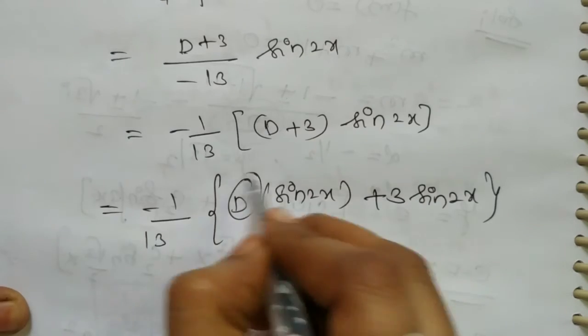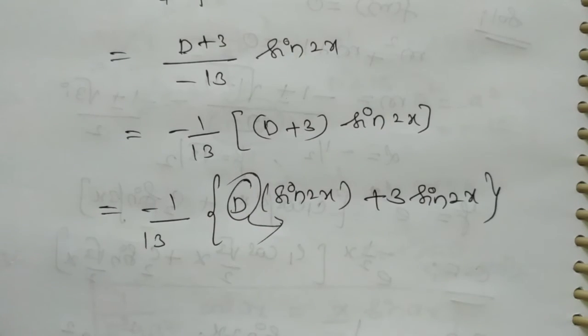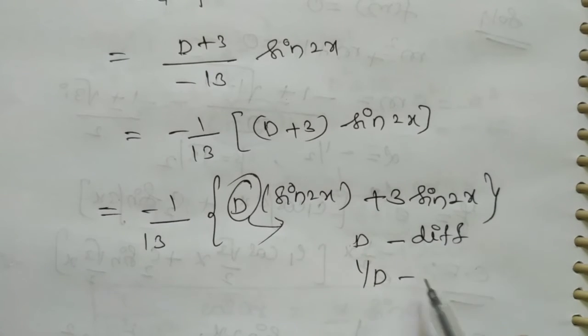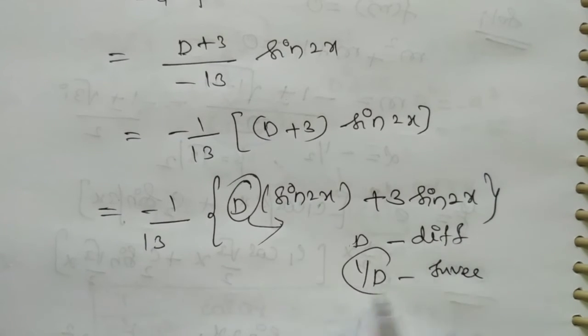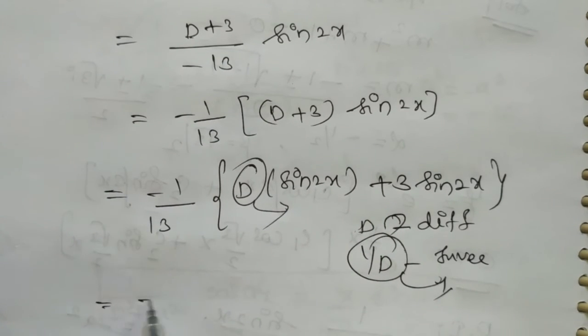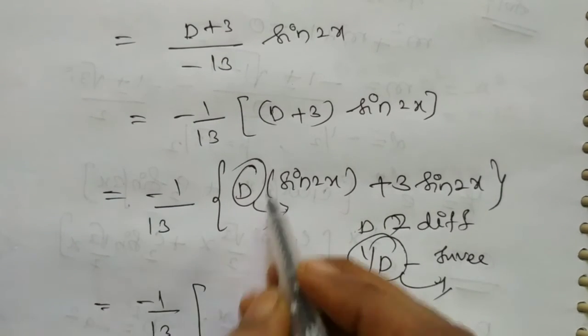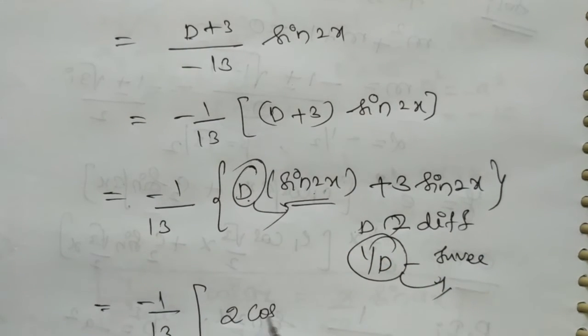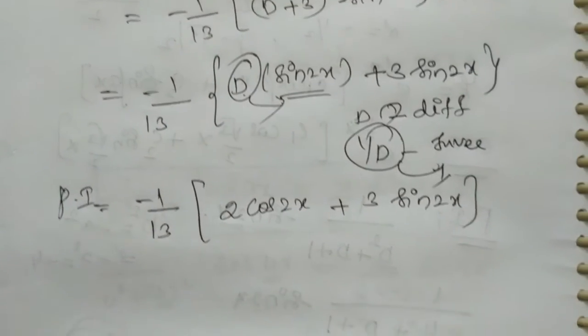Okay, so here D is nothing but the differential operator, and 1 by D is the inverse operator. So 1 by D is nothing but integration and D is nothing but differentiation. So minus 1 by 13 D of sin 2x: differentiation of sin 2x is 2 cos 2x, plus 3 sin 2x. So this is our required particular integral.